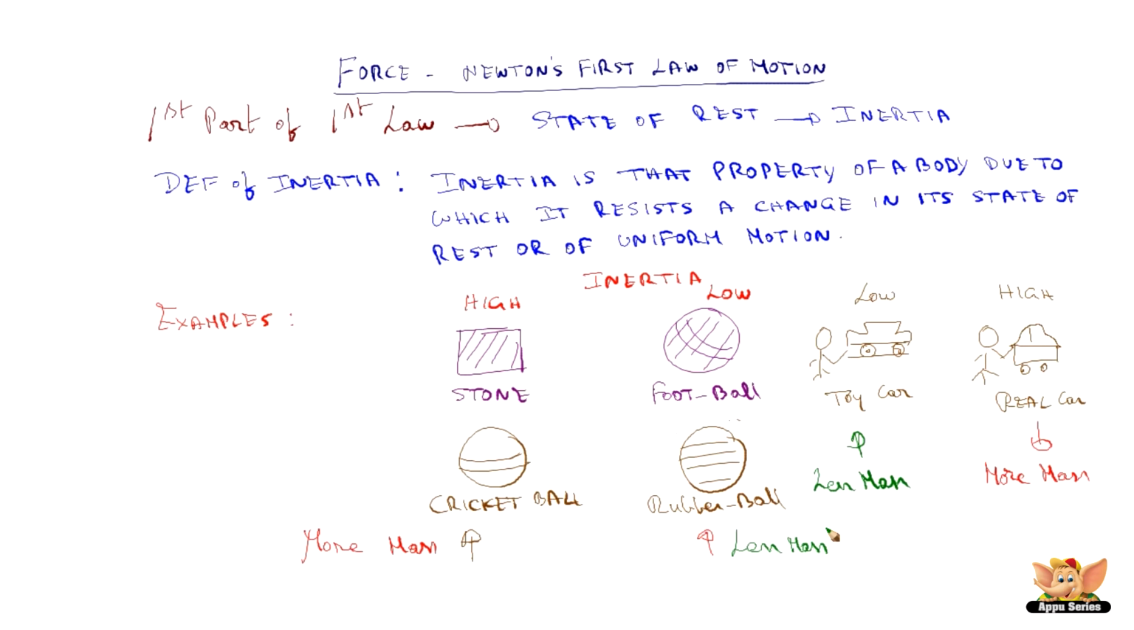Which states that inertia depends on the mass of the object. And to overcome inertia, we need to apply force. So, we say that inertia depends on the mass of the object, and to overcome inertia, we need to apply external force.